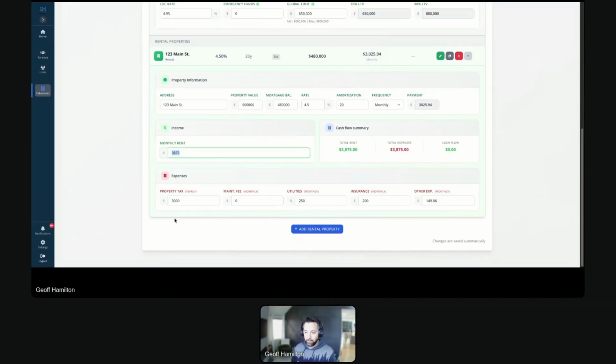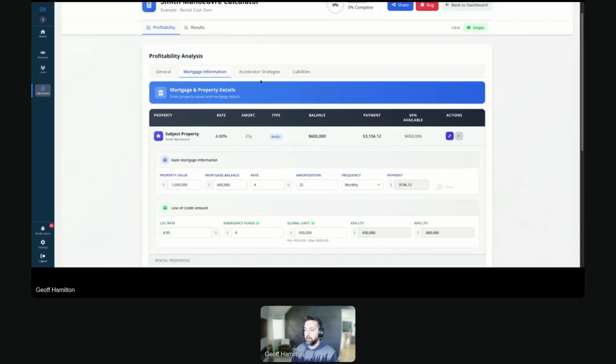Okay, I've put all the example expenses in here. So say we have yearly property taxes of $3,000. We don't have a maintenance fee, say it's a standalone building. Utilities of 250, insurance of 200, and other expenses of 149.06, just to make the math a little cleaner. With all these expenses on average, and the rent that we collect on average, our cash flow is going to be exactly zero. So we're not profitable. The only thing we're doing is covering our expenses with the amount of rent that we have.